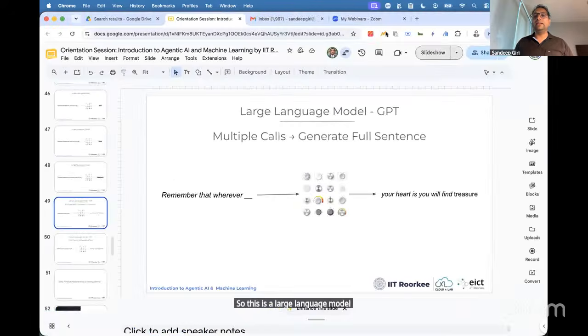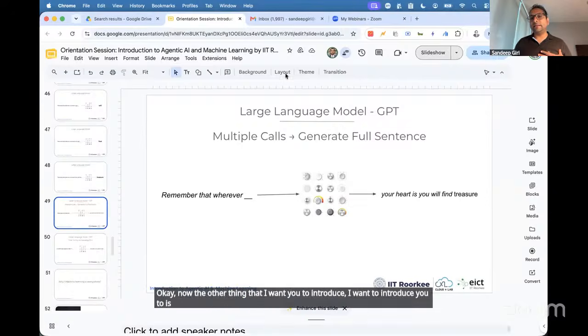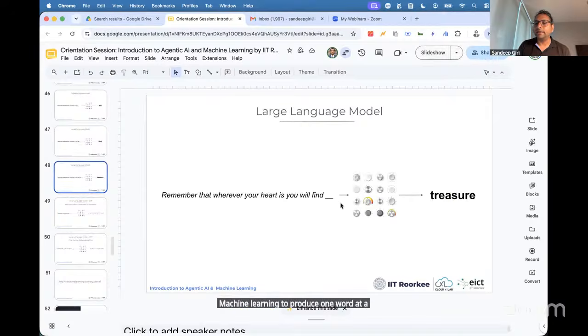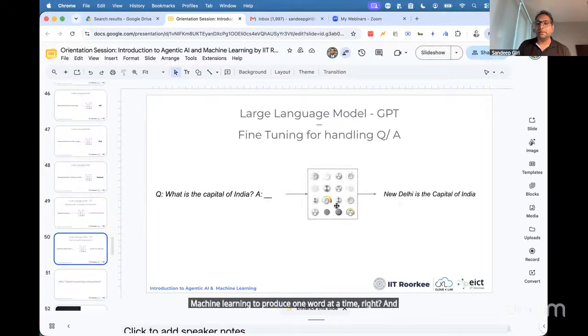Now, the other thing that I want to introduce you to is agentic AI. So the way ChatGPT or Gemini is using machine learning to produce one word at a time, right, and then it's producing the full answer.